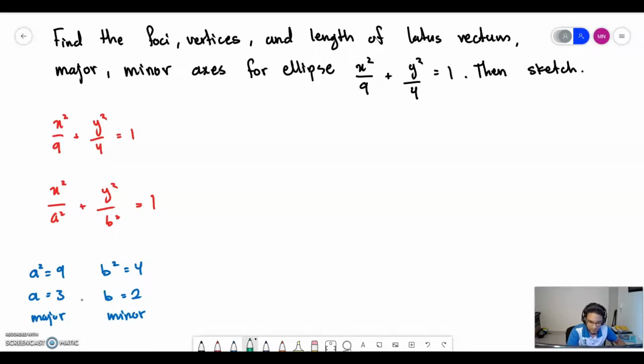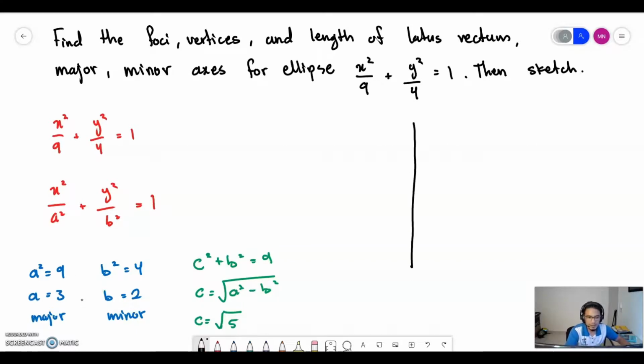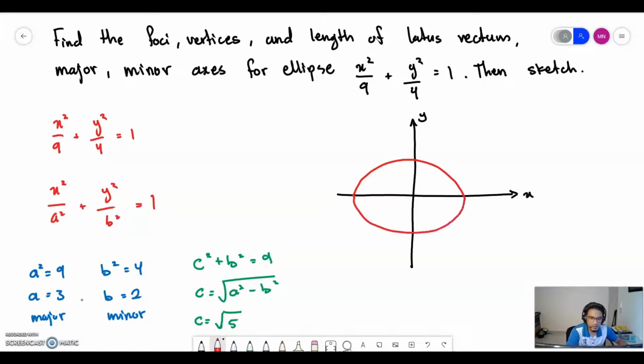Then we have to find the value of c. To find the value of c, c square plus b square equal to a square. So c equals the square root of a square minus b square. So c is equal to square root of 5. Okay, so now we have a, b and c. Now let's sketch the ellipse. The center of the ellipse for now will be at the origin, and it will appear as a horizontal ellipse. So here is the center at 0, 0.